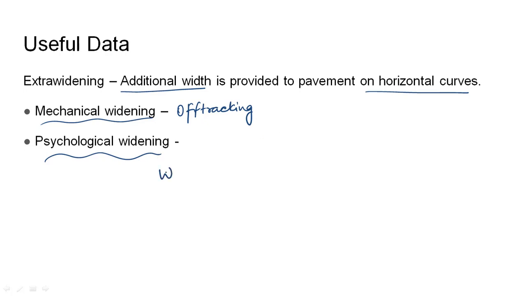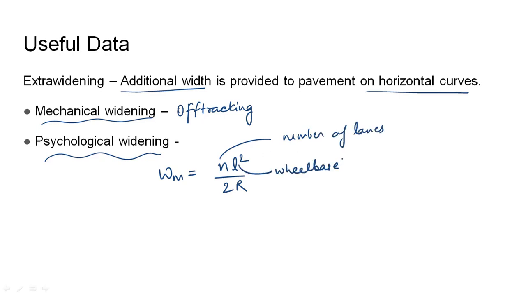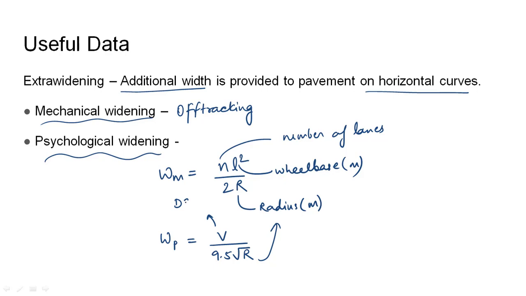The mechanical widening is given as NL square by 2R, where N is the number of lanes, L is the wheelbase in meters, and R is the radius of the horizontal curve in meters. Psychological widening is given as V by 9.5 square root of R, where R is the radius and V is the design speed in kilometers per hour. When we add these two terms, we get the extra widening on a horizontal curve, which is the sum of psychological widening and mechanical widening.